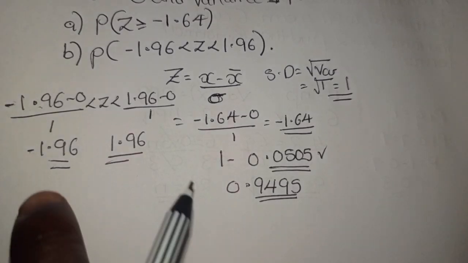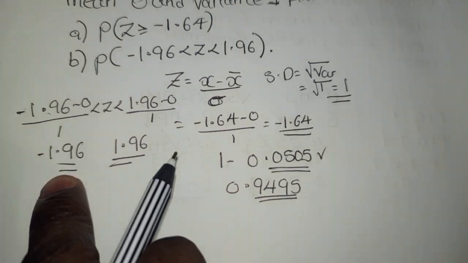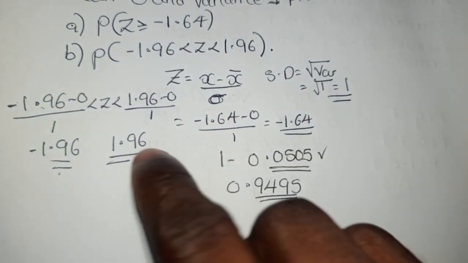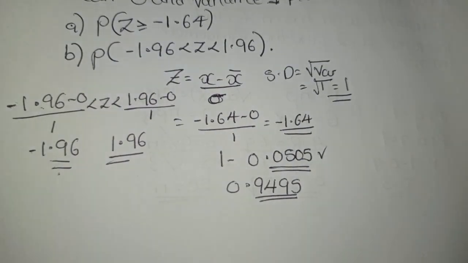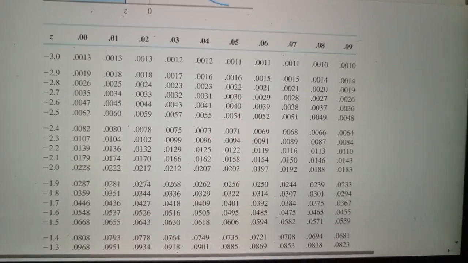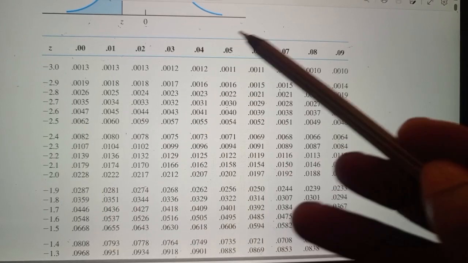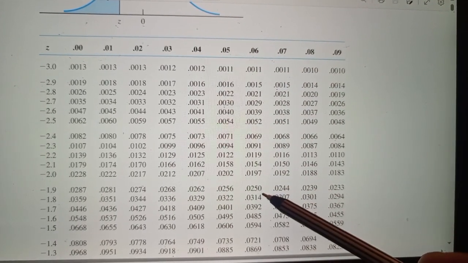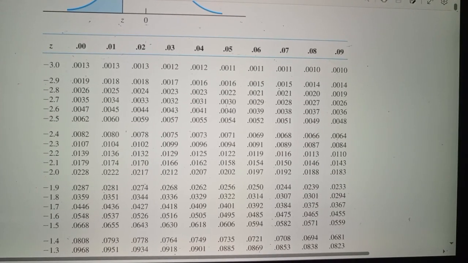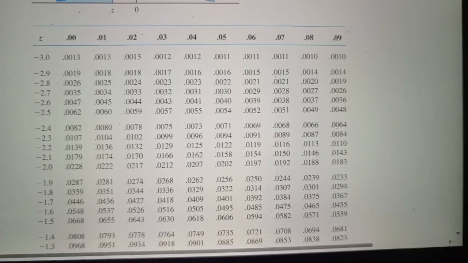Then immediately you get these values, you need to go to the Z table. Remember, this is negative 1.96 and this is positive 1.96, meaning you are using the negative table and the positive table. So let us go to the negative table and look for negative 1.96. When you go to your table, you find that negative 1.9 is here, then 6, you get it from here. Then you come down where they meet. So the value is 0.0250.